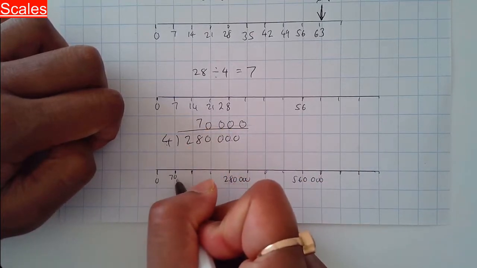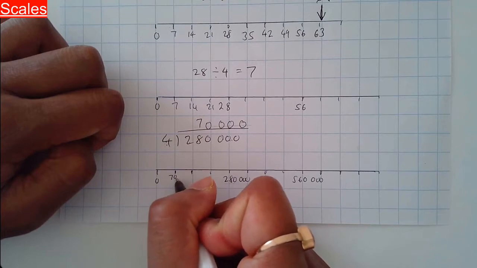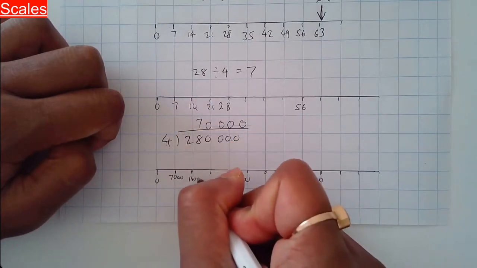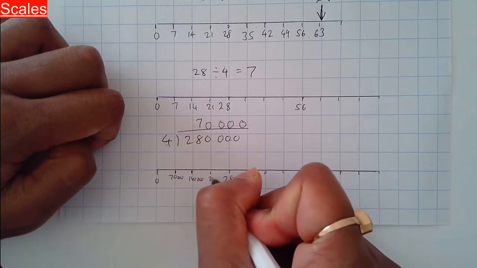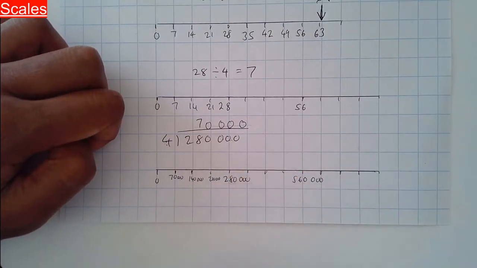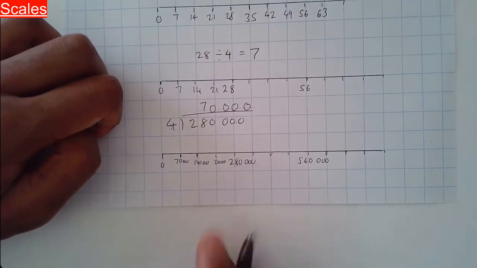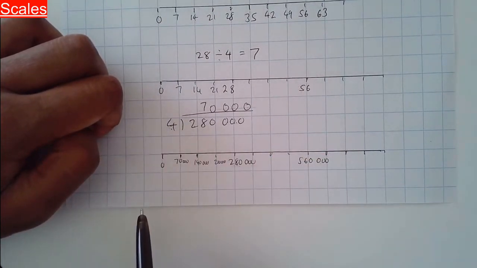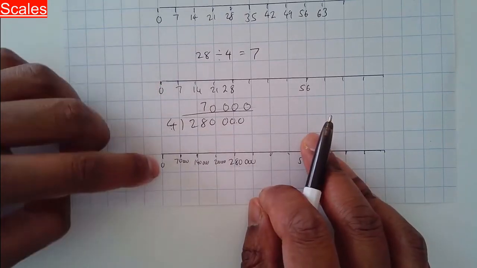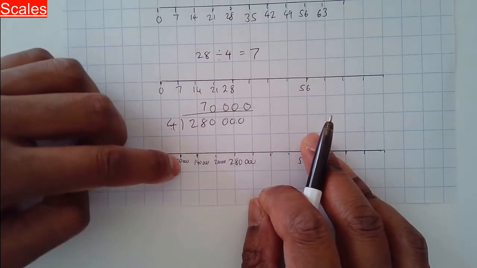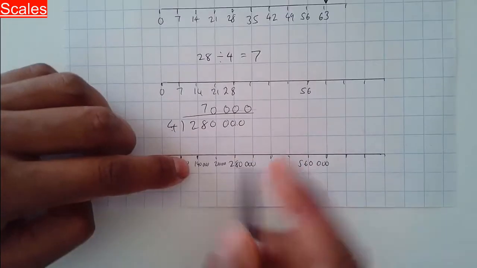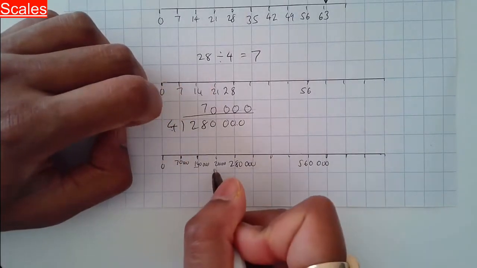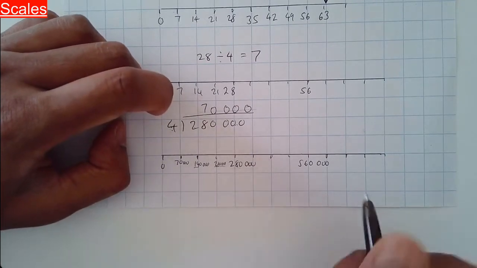So 70,000, that'll be 140,000, 210,000, and so on. In fact, this one is almost the same as that one. You can see that's 0, that's 0, 7, 70,000. You got a 14 there, you got a 14 there, but that's 140,000. You got 21 there, you got a 21 there, but that's 210,000, and so on.